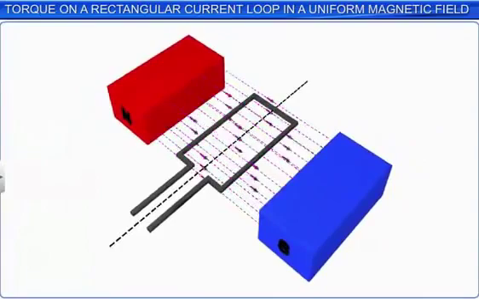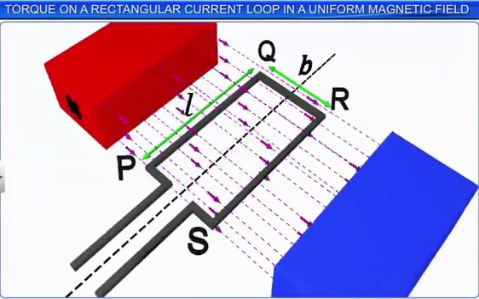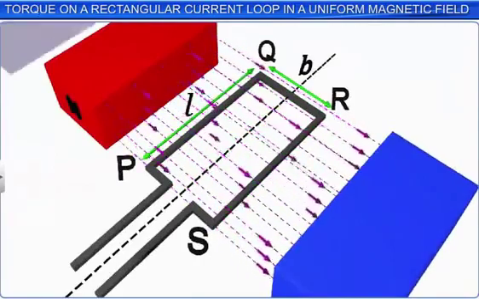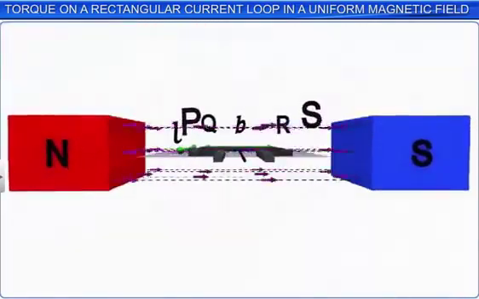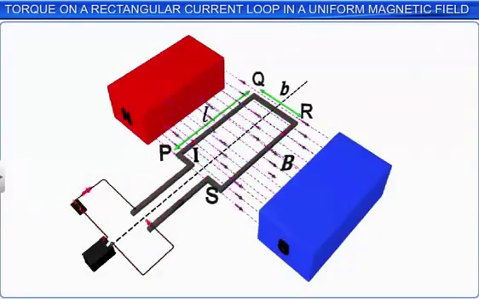Now, let us discuss the forces acting on a rectangular current carrying loop when it is placed in a uniform magnetic field. Consider a rectangular loop PQRS of length L and breadth B placed in a uniform magnetic field in such a way that the plane of the loop is parallel to the magnetic field. Connect the rectangular loop to a battery as shown, such that the current in the loop is along the direction PQRS. Let B be the magnetic induction of the uniform magnetic field between the two magnets, and I be the constant current passing through the rectangular loop.